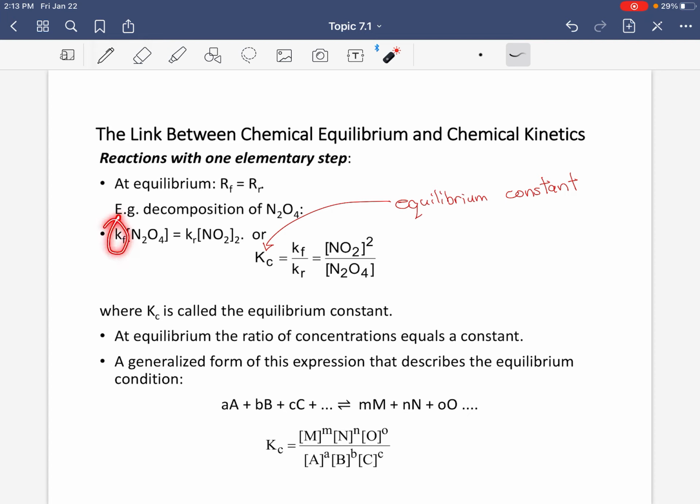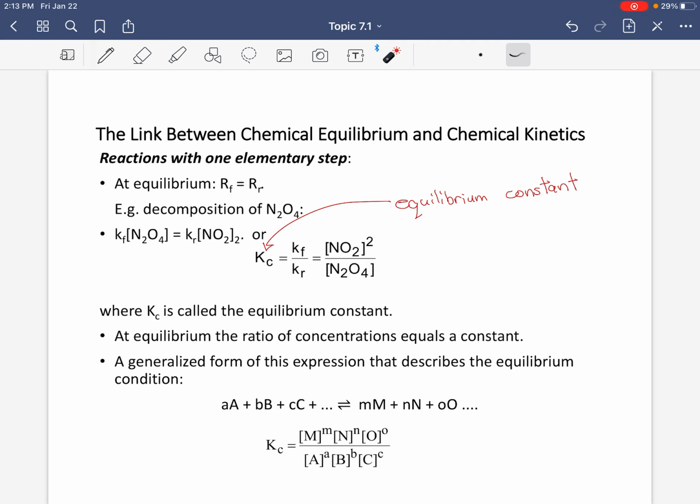That the rate of the forward reaction is based on the concentration of the reactant, or the rate of the reverse reaction is based on the concentration of the product. You don't need to know that yet, okay? But what you do need to know is this, that the equilibrium constant is equal to the product of its coefficient divided by the reactant.